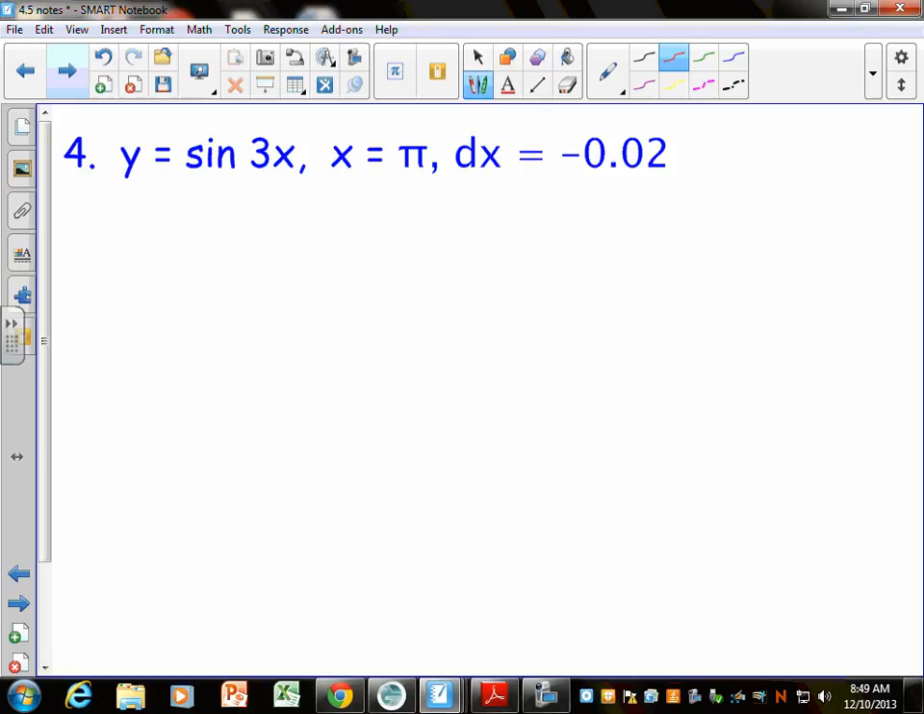Trig is important. So you try this one. And then sine is 3x, right? So I think that's a chain rule derivative. Not just cosine 3x, times the derivative of the inside, right?